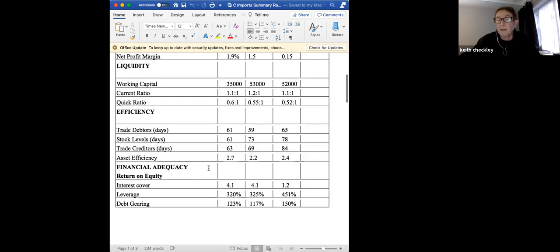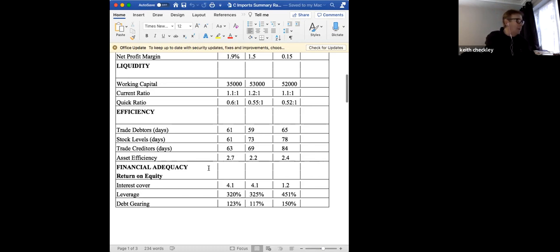So this is his trade creditors. So this is what he owes to those suppliers of the goods that he's importing. So 63 days to pay his trade creditors, his suppliers. Got a bit worse to 69. And then the final year, 84. So that's nearly 3 months to pay his suppliers.